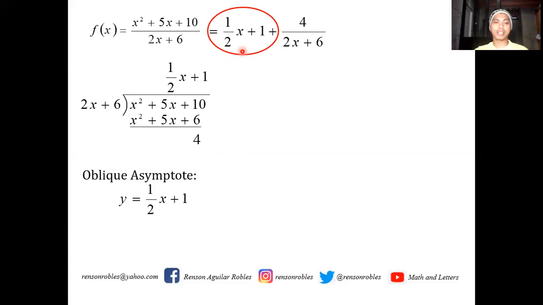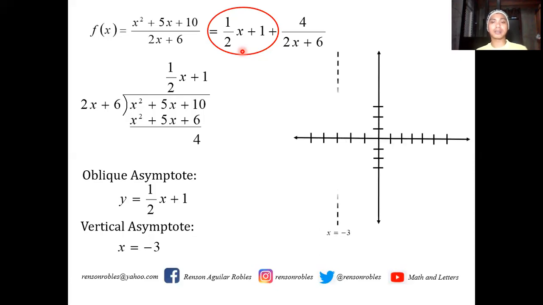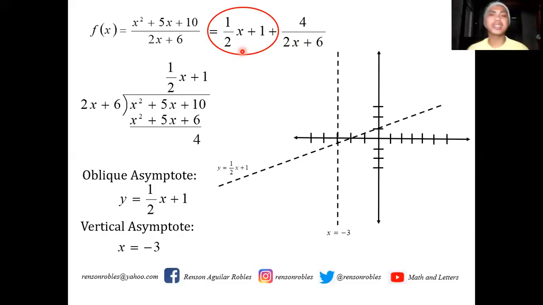Okay, so we recall that the vertical asymptote of this function is the line x equals negative 3. And then we trace this curve. So this is the line x equals negative 3. And obviously again there is no horizontal asymptote, but we have an oblique asymptote of the form y equals 1/2 x plus 1. And this is the line y equals 1/2 x plus 1. So we can now easily trace the graph of x squared plus 5x plus 10 over 2x plus 6. And obviously, it will not pass through these lines, x equals negative 3 and y equals 1/2 x plus 1.